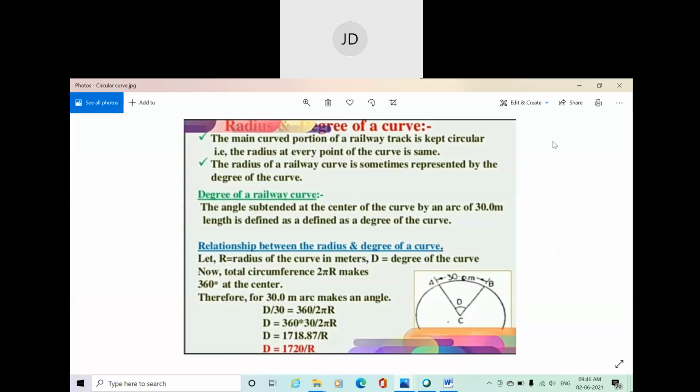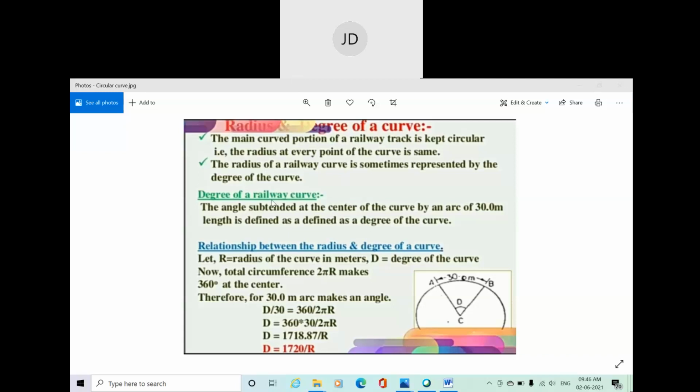now here you can see circular curve. So basically, what is circular curve? The main curved portion of a railway track is kept circular. That is, the radius at every point of the curve is the same. Okay, the main part of the track, which basically directs the train, is curved. So you can see even in the diagram, it is a basic circle.